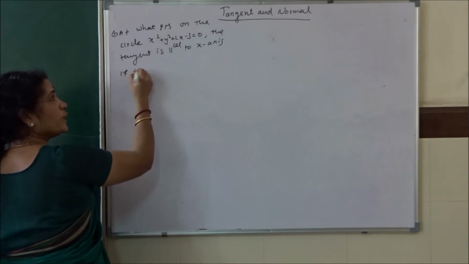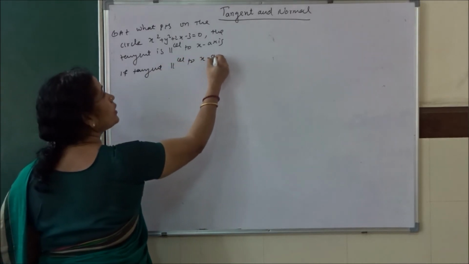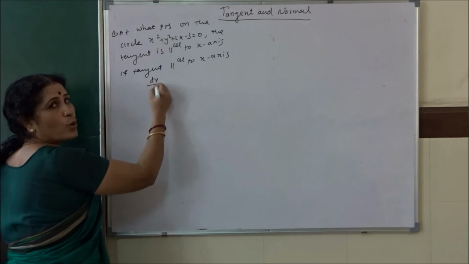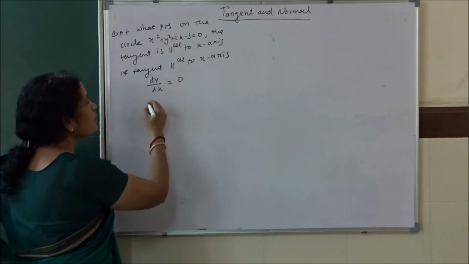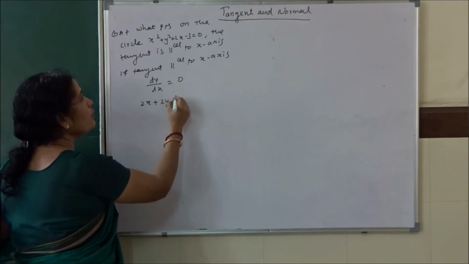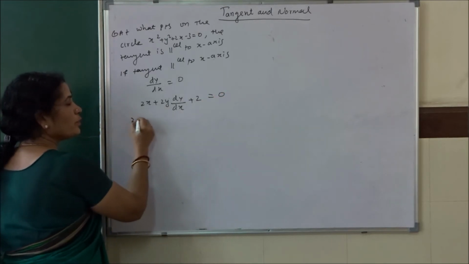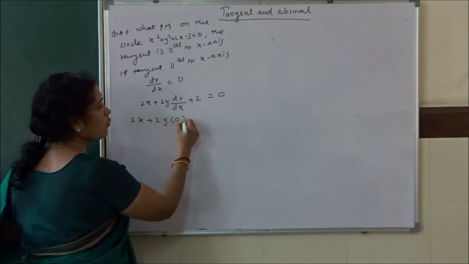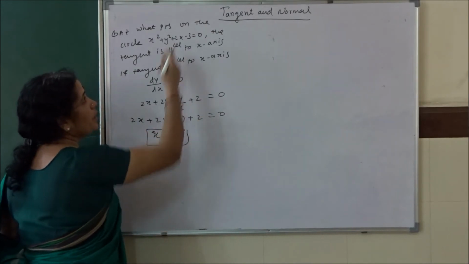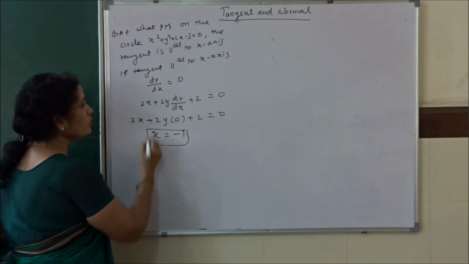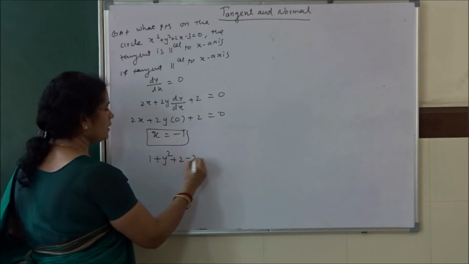What I told you: if the tangent is parallel to the x-axis, dy by dx equal to what? 0. Am I correct? You know how to find dy by dx? That is 2x plus 2y into dy by dx plus 2 equal to 0. Now keep dy by dx as 0, so 2y into 0 is 0, and 2x plus 2 equal to 0, which implies x equal to minus 1. Now substitute x equal to minus 1 in the given curve, so we get 1 plus y square plus 2 minus 3 equal to 0.